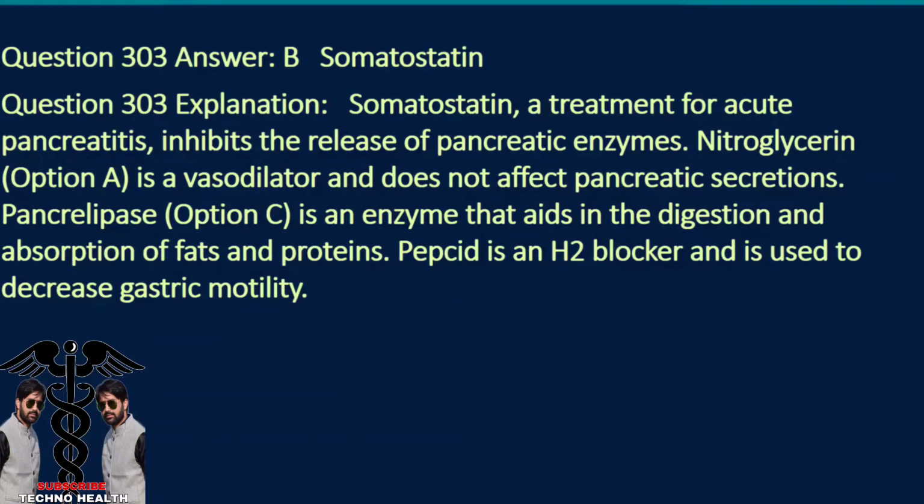Nitroglycerin, option A, is a vasodilator and does not affect pancreatic secretions. Pancrelipase, option C, is an enzyme that aids in the digestion and absorption of fats and proteins. Pepcid is an H2 blocker and is used to decrease gastric acid secretion.